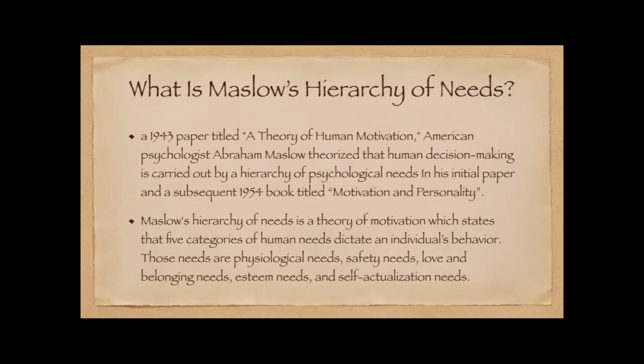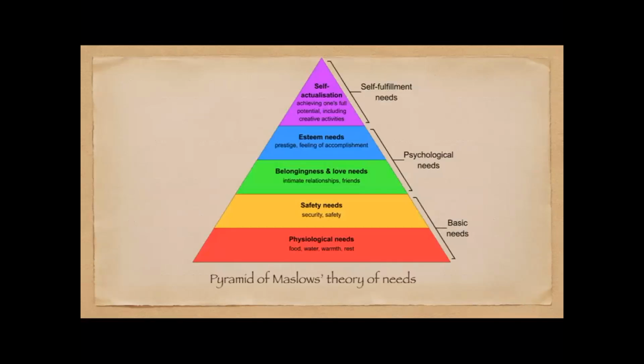Those needs are physiological needs or survival needs, safety needs, love and belonging needs, esteem needs, and self-actualization needs. These five needs are presented as a pyramid. At the lower level, there are basic needs, which are physiological or survival needs, containing food, water, warmth, rest, the basic needs that a human or any animal needs to survive.